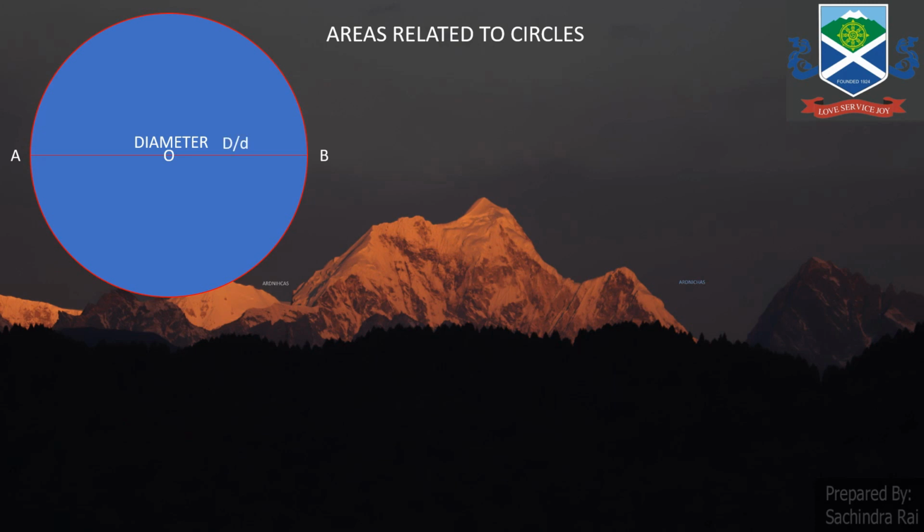Now from the center, we draw a line till the boundary of the circle, say OC, then we call it the radius of the circle, which can be represented by capital R or small r, and we know that radius is half of the diameter. Now you all know that area of a circle is given by the formula pi r square.